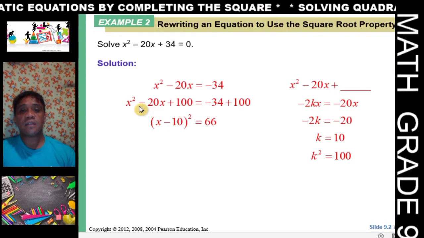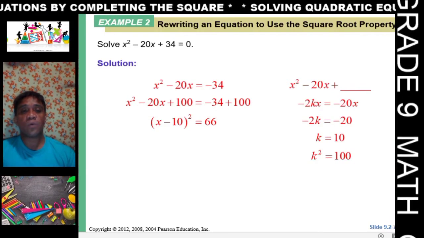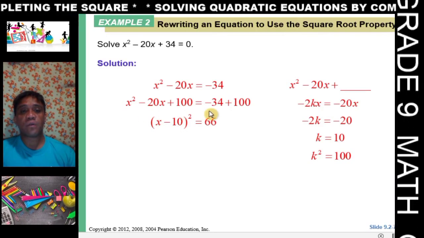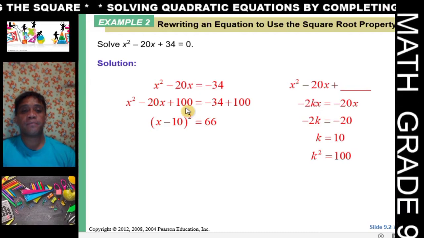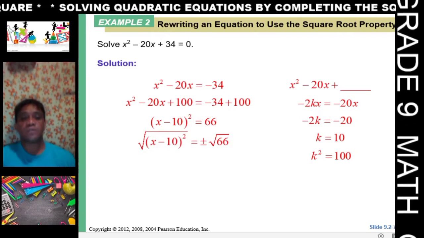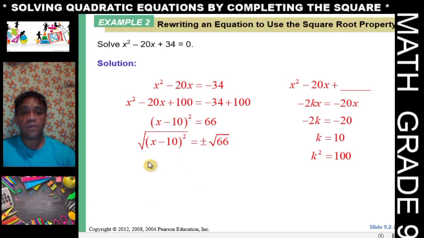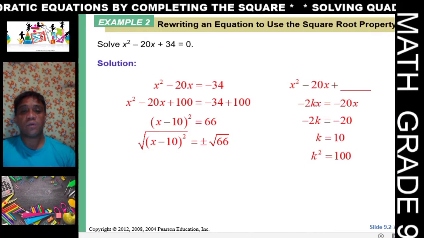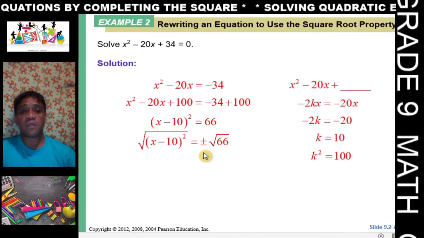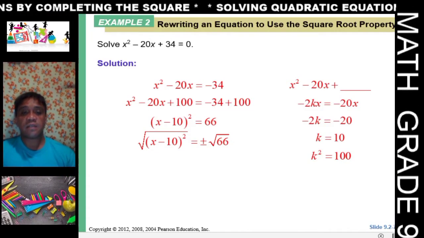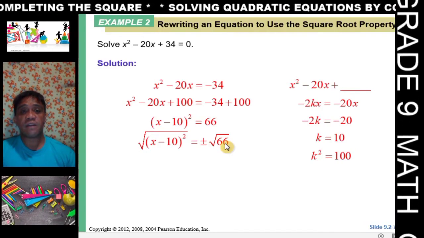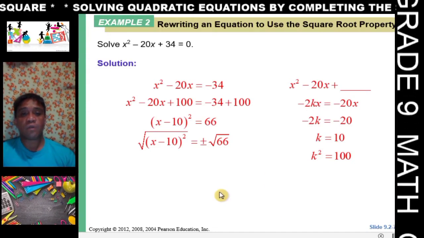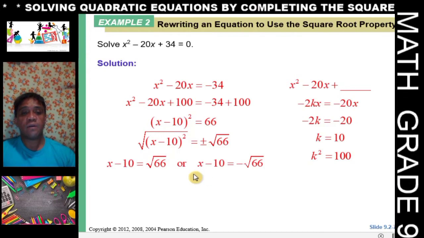And since the linear term that we have in the quadratic equation is negative, that is why x minus 10 is the factor of the given perfect square trinomial. So we have now to get the value of x. From extracting the square root, we have the square root of quantity x minus 10 quantity squared is equal to plus minus square root of 66. Since the square root of 66 cannot be simplified, we leave it as is, plus minus square root of 66. So we have now to break that one.